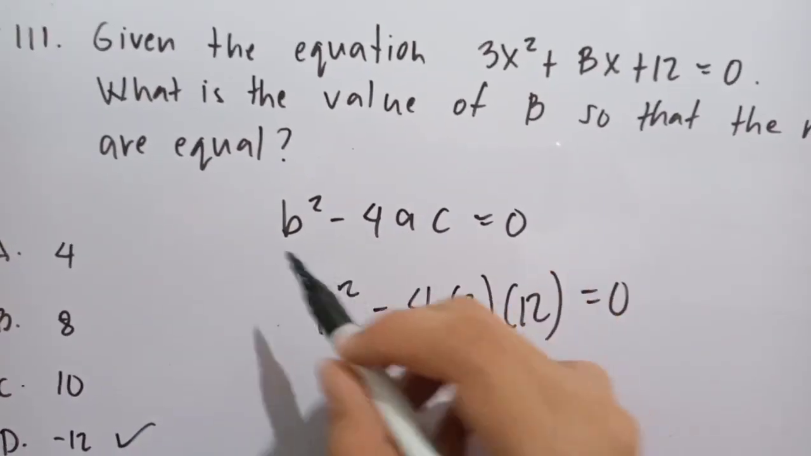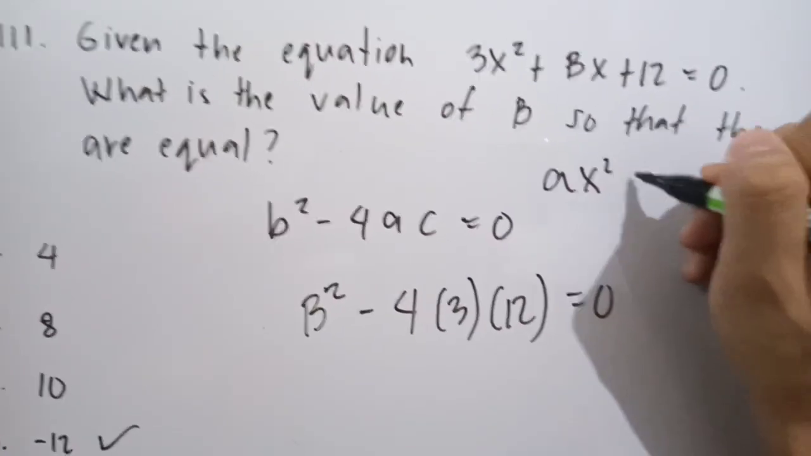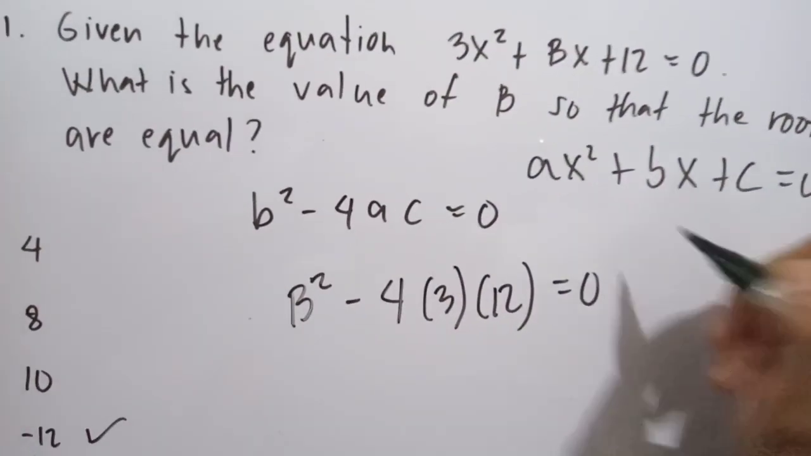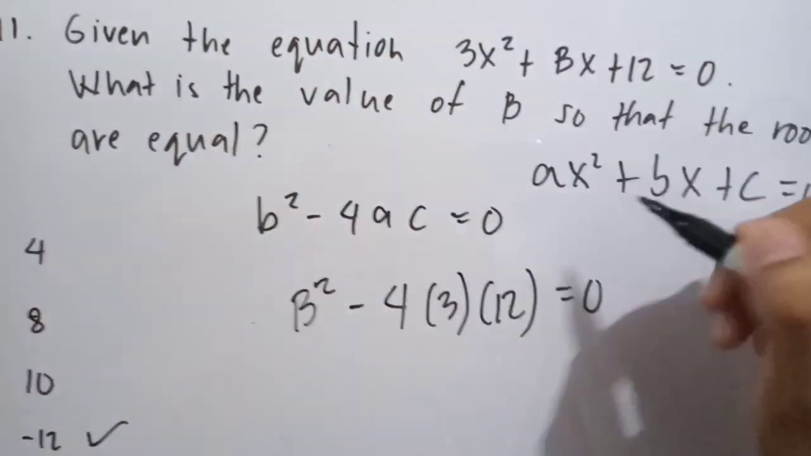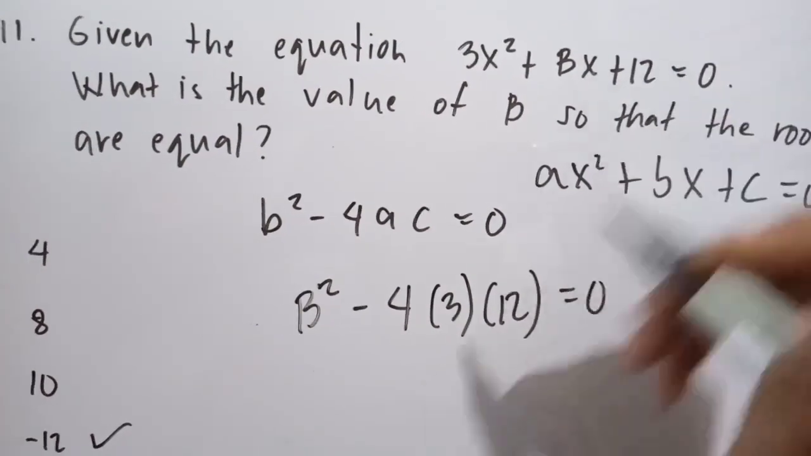By the way, yung a, b, c dito, yun yung form ng quadratic equation na ax squared plus bx plus c is equal to 0. So, ito yung value ng a mo, 3. Tapos, yung b mo ay b na capital, tapos yung c mo ay 12.